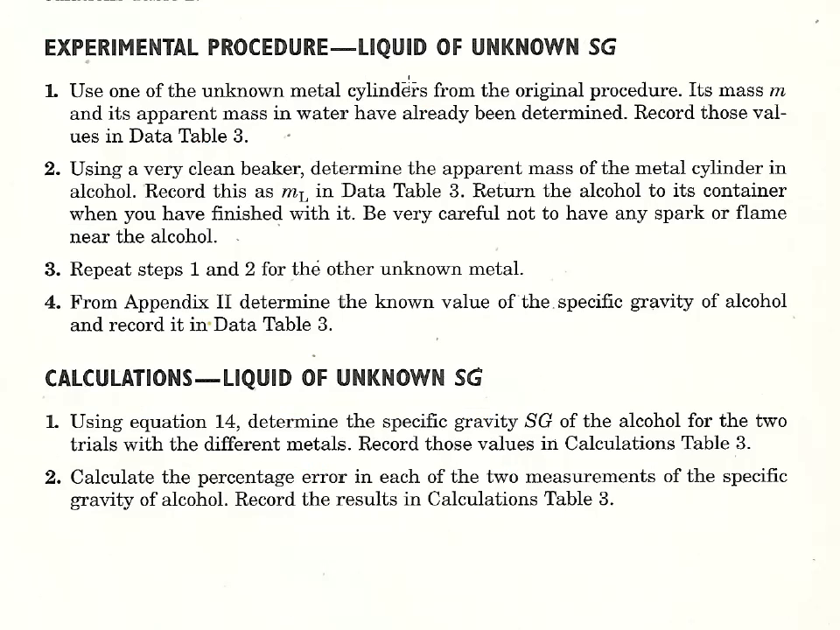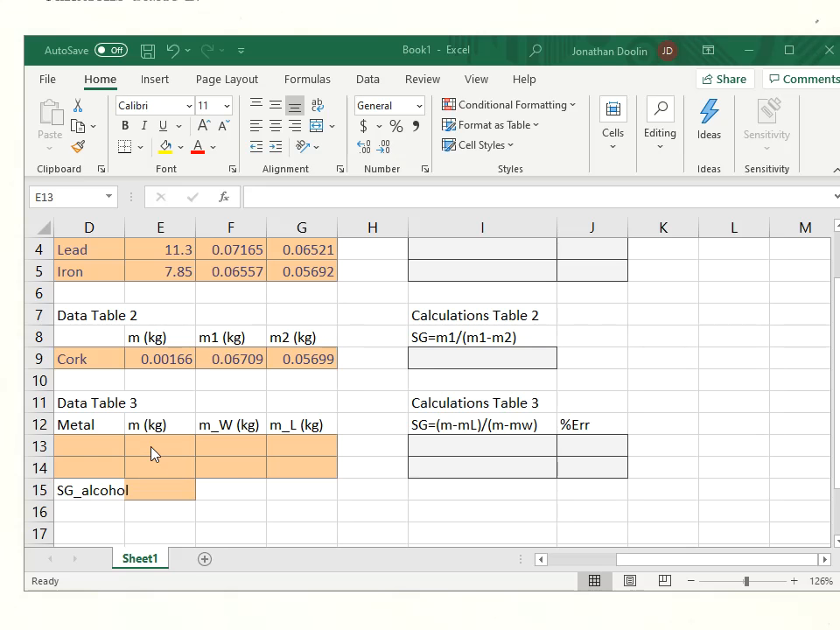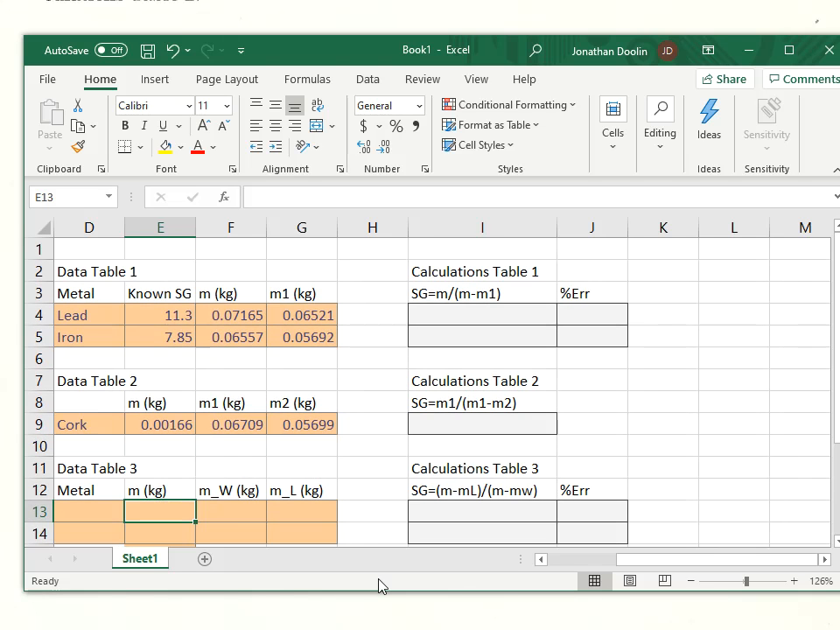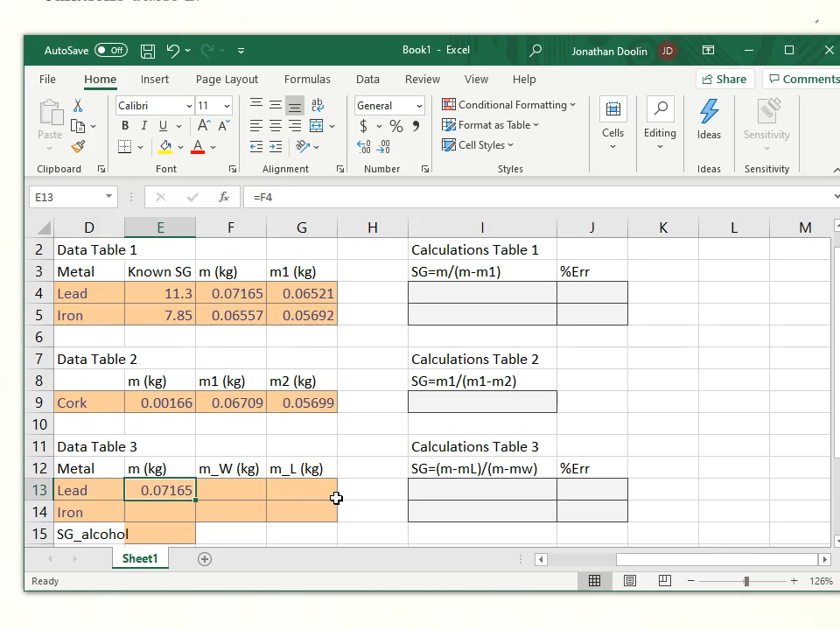Experimental procedure, liquid of unknown specific gravity. Use one of the unknown metal cylinders from the original procedure. Its mass m and its apparent mass in water have already been determined. Record those values in data table 3. Okay, so these don't really turn out to be input cells, do they? This is equal to the original mass of the lead and iron. I can just copy that over and copy that down, and it copies all 4 of those values.